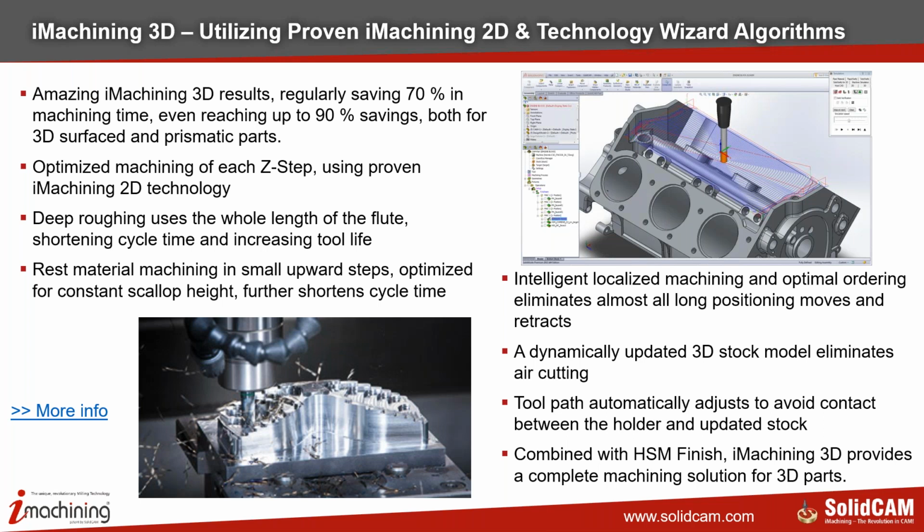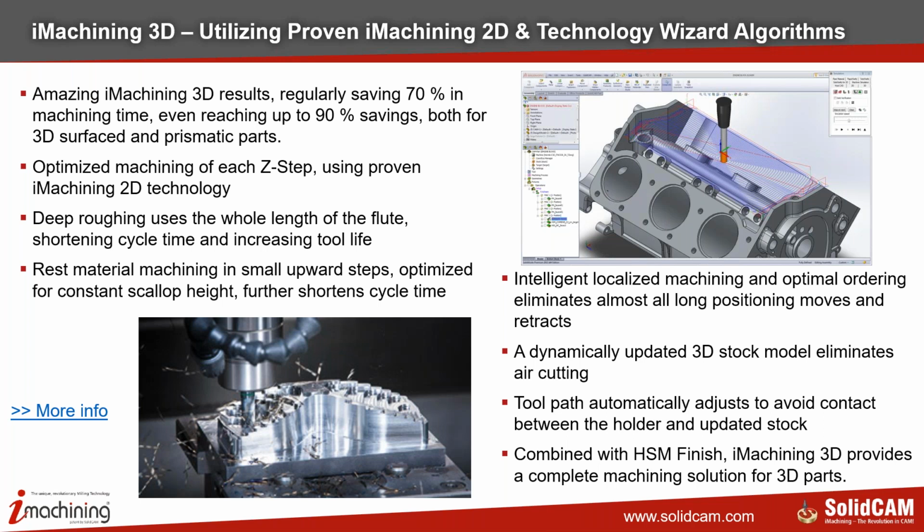Here, remember, it's an updated stock and not just the part. The part is also taken into account, but along with the part, the updated stock also is taken into account to manage the collisions with the holder, so that it just keeps moving the toolpath away from the stock, and you actually get to machine the entire part even with a very small tool. So material will remain, but that can be handled by the rest roughing tool, which is slightly longer in length. And iMachining 3D alone is not going to be enough. iMachining 3D combined with HSM provides a complete solution to machine 3D parts.